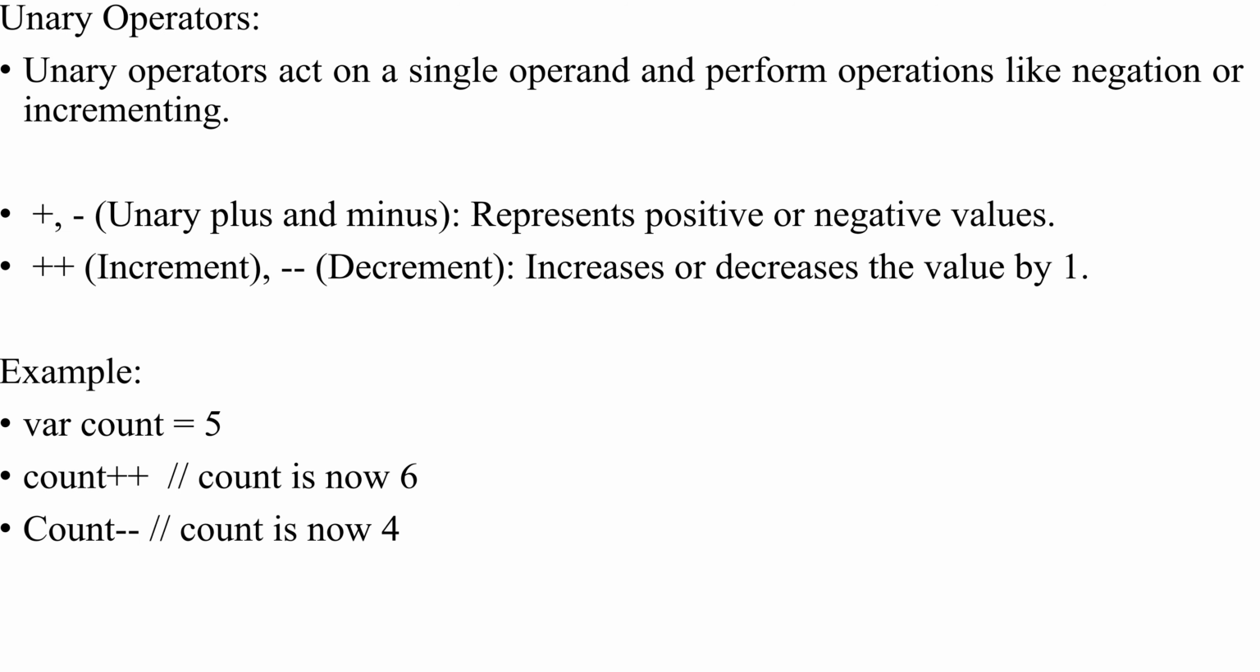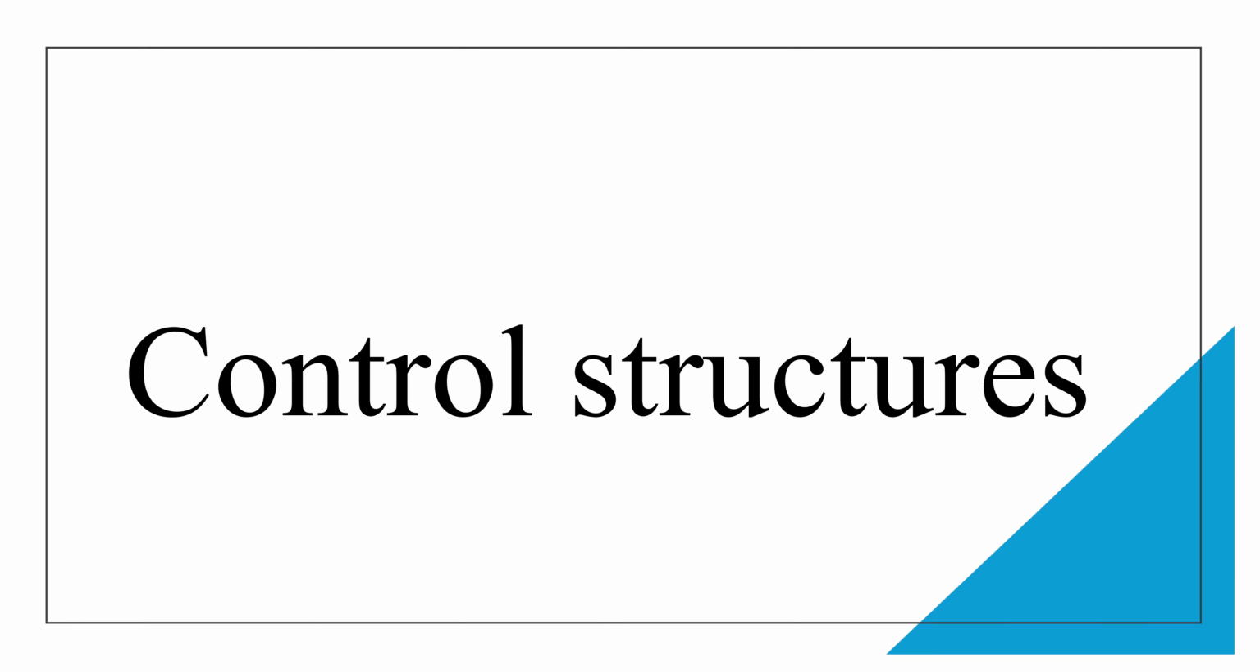Unary operators act on a single operand and perform operations like negation or incrementing: plus or minus, which is positive or negative, plus plus, which is increment, and minus minus, which is decrement. Plus plus increases the value by 1, and minus minus decreases the value by 1. Where count = 5, count plus plus increases the value by 1, which is 6. So count minus minus, 5 minus 1, is going to be 4.